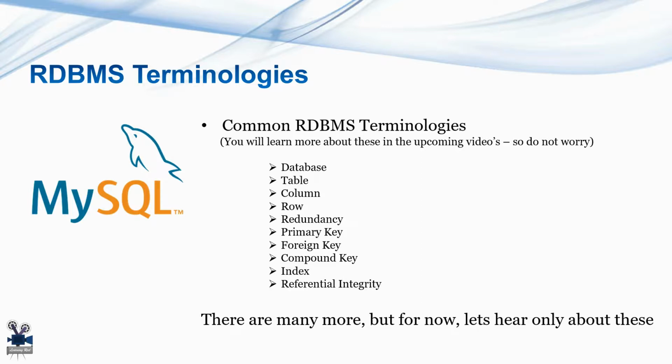Compound key. A compound key, or a composite key, is a key that consists of multiple columns because one column is not sufficiently unique. Now, a very important aspect is index. An index in a database resembles an index at the back of a book, right? Most books have an index. Referential integrity. Referential integrity makes sure that the foreign key value always points to an existing row.